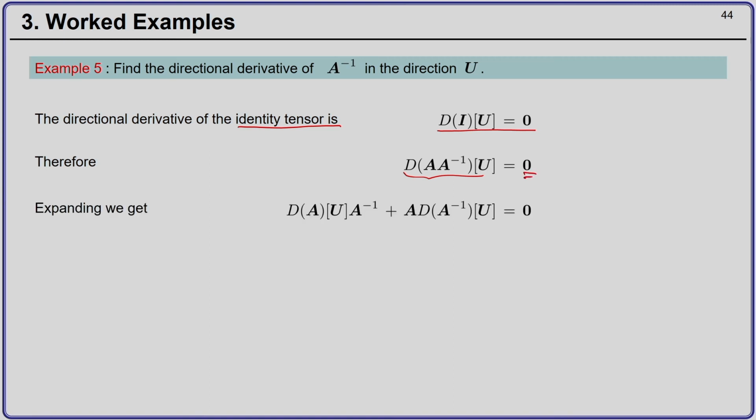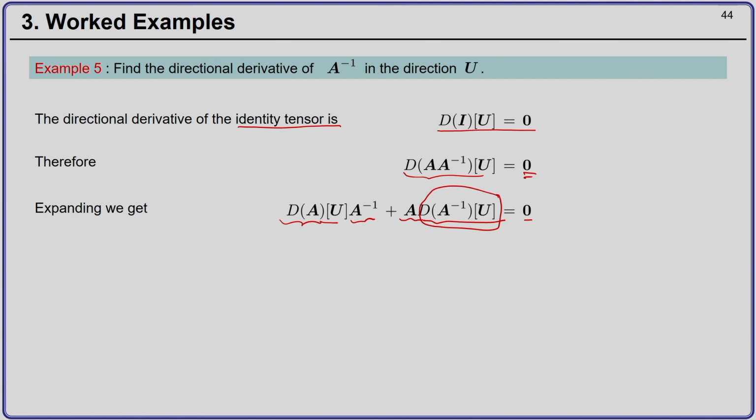Now, using our property that we discussed in the previous slide, we will have the directional derivative of g1, which is A here, in the direction u, times g2, which is A inverse, plus g1, which is A, times the directional derivative of g2 in the direction u. So, g2 is A inverse, and the sum equals 0. If you look closely, this is the directional derivative that we wanted to find out.